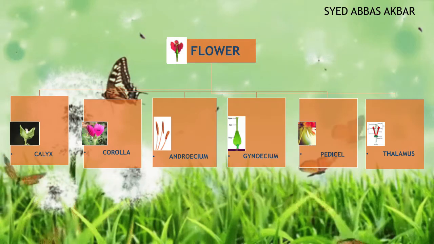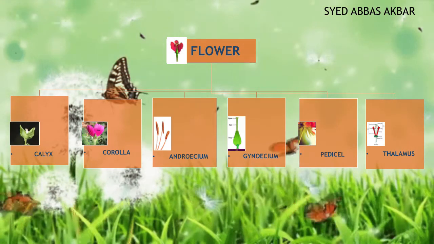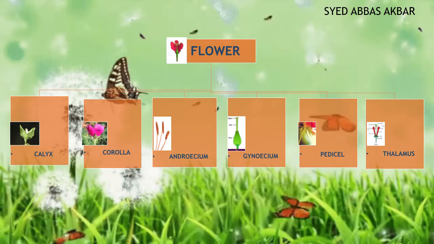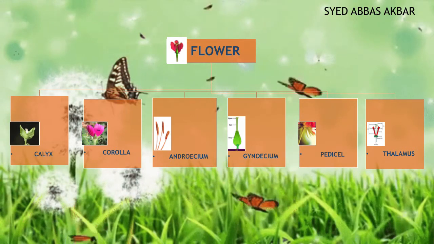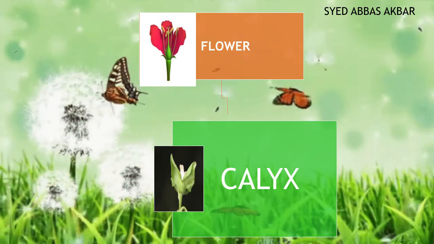Now let us learn about the parts of the flower, which are the calyx, corolla, Androecium, Gynoecium, pedicel and thalamus. Now let us begin to learn about the first part, which is the calyx.